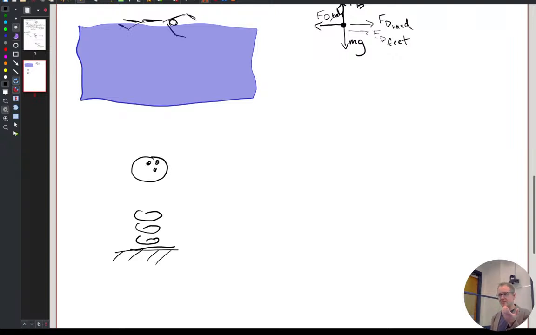What would this look like? Is it one free body diagram to rule them all? Like one thing that describes this whole problem? No? Why not? Well, when it's on the ground, there are different forces acting on it than when it's in the air.